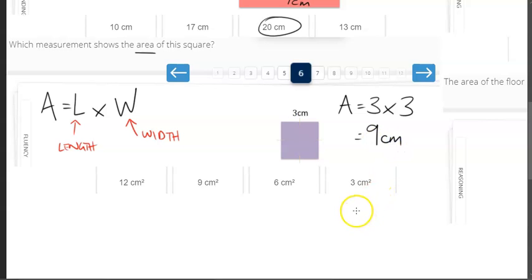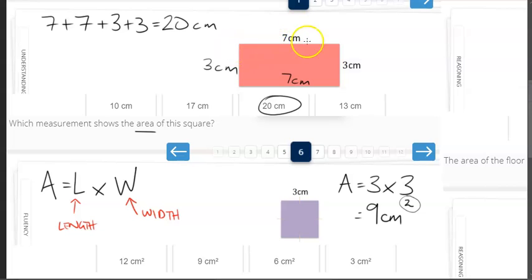Now we don't just leave our answer like this. We've got to make sure that there's a little 2 on the top. This is called a square unit. What this just means is that we're talking about 2 dimensions. In the previous example, when we were looking for the perimeter, if you were to line this 20 centimeters up in a line, from 0 to 20, it's all one line. So it's 1 dimension. So technically there should be a 1 here, but by default, we just don't write that 1 there. We just leave it blank.